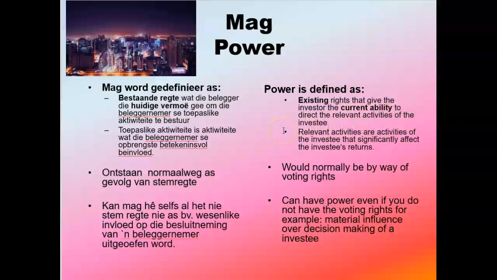Oh, guys, there's a lot of important words in that one sentence. The first one is an existing right. It exists right now. It's not a pie in the sky. It's not something that is going to happen in future, or for that matter, something that happened in the past. It is now. I have the right now. That gives me the current ability now to direct the relevant activities of the investee.